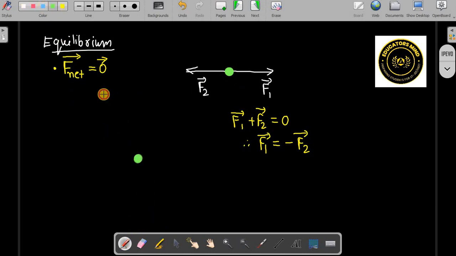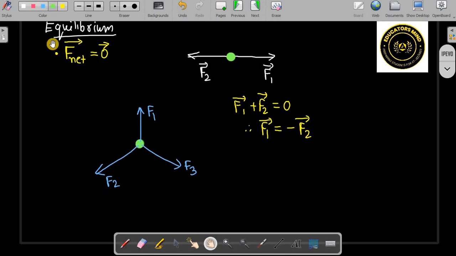Similarly, if I take a body on which three forces are acting, let's say F1, then F2, and then F3, here we can also consider Lami's theorem. That we'll also discuss here. What is Lami's theorem? Suppose this angle is alpha, this angle is beta, and this angle is gamma.